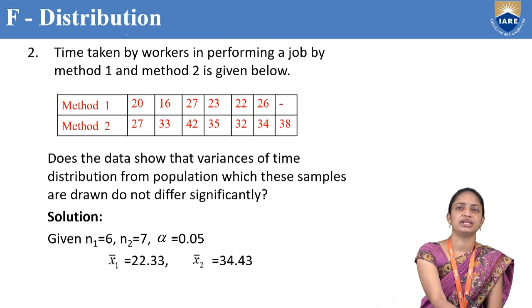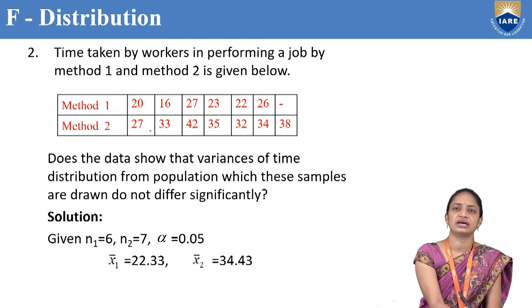So next, coming to the next problem: time taken by workers in performing a job by method 1 and method 2 is given below. Method 1 values are 20, 16, 17, 23, 22, 26 and method 2 values are 27, 33, 42, 35, 32, 34, 38.